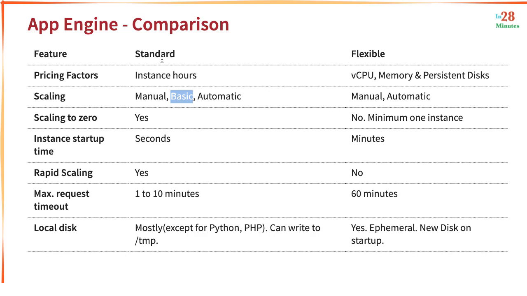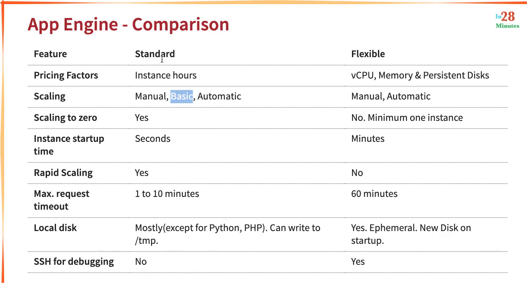You can access local disk from Standard, except for Python and PHP runtimes. You can use this /tmp folder. With Flexible, you can attach disks. However, the important thing to remember is that the disk storage is ephemeral. It's not permanent storage. Once the instance is restarted, you'd lose everything that is on the local storage.